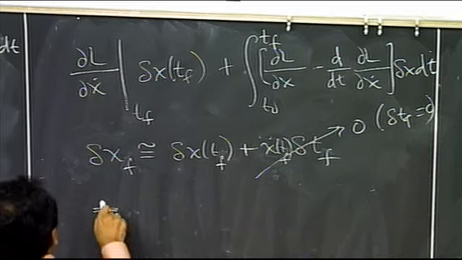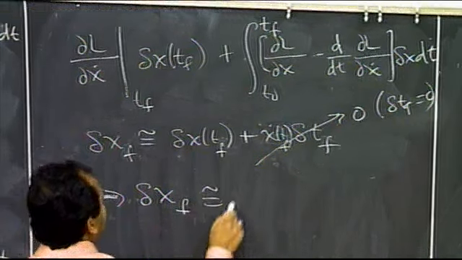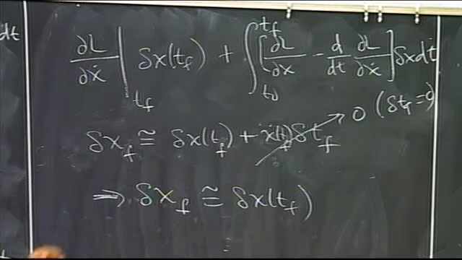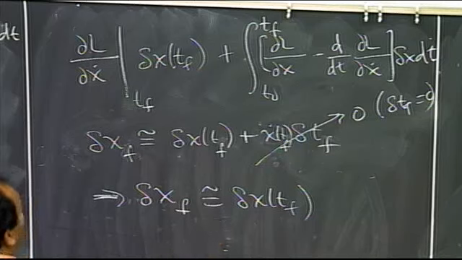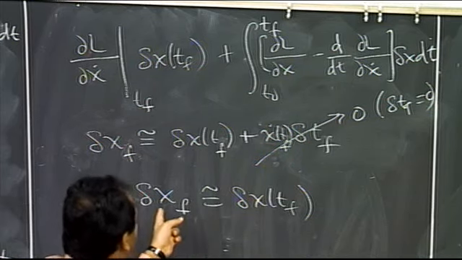So what this says is, to first order, delta xf is delta x at tf, right? So I can replace this with that condition up there. So it doesn't matter whether I use this or that. I can use either one in this particular case. So what is the condition at tf? What must be 0 at tf? Because this is not 0 at tf, right?